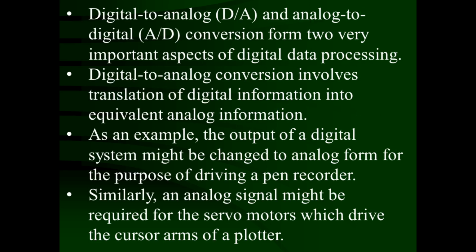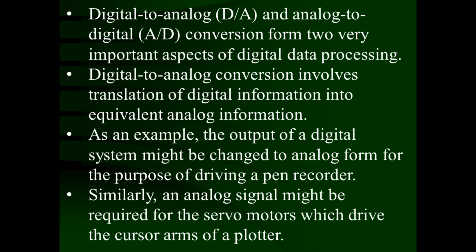Now, we'll start with the introduction of this chapter. Digital to analog and analog to digital conversion form two very important aspects of digital data processing. When we process data in a digital system, we have to convert the analog signal into digital form and present it to the digital system, MPU or CPU, where the data processing will take place.